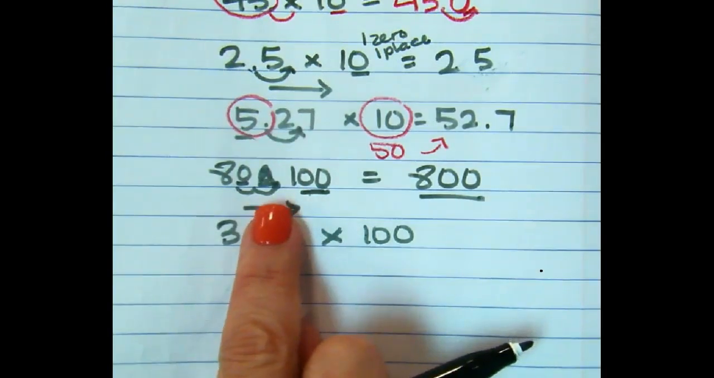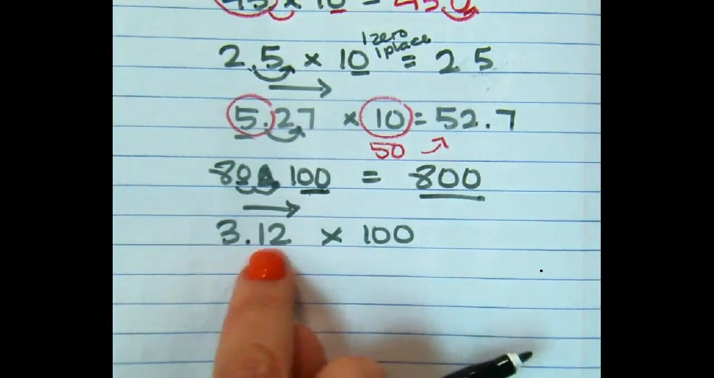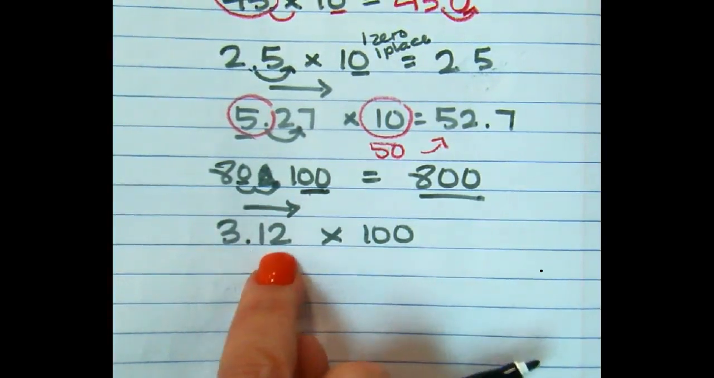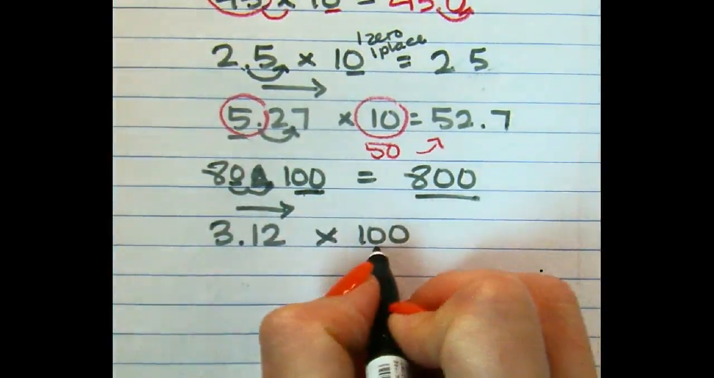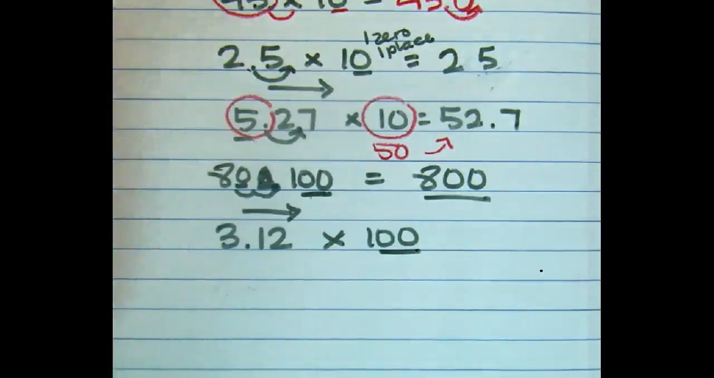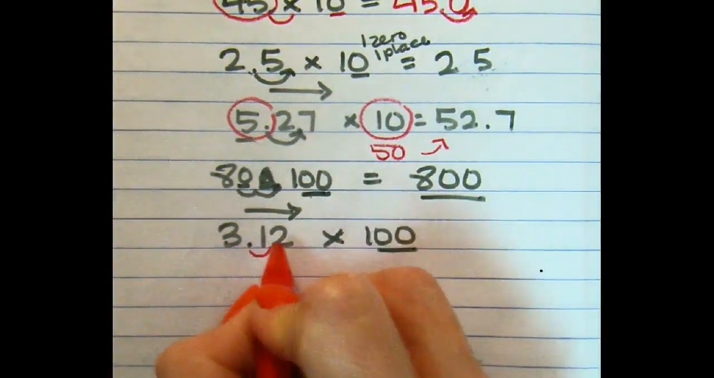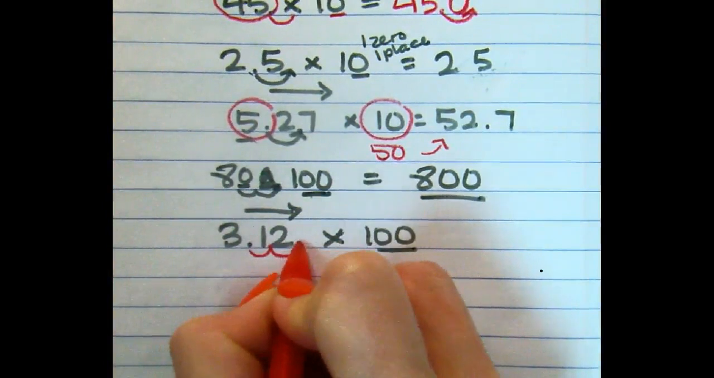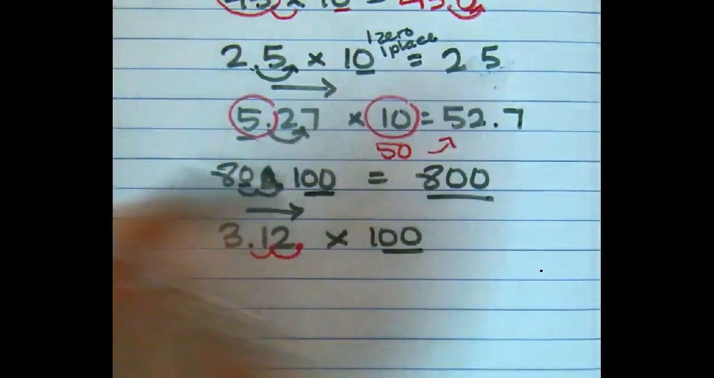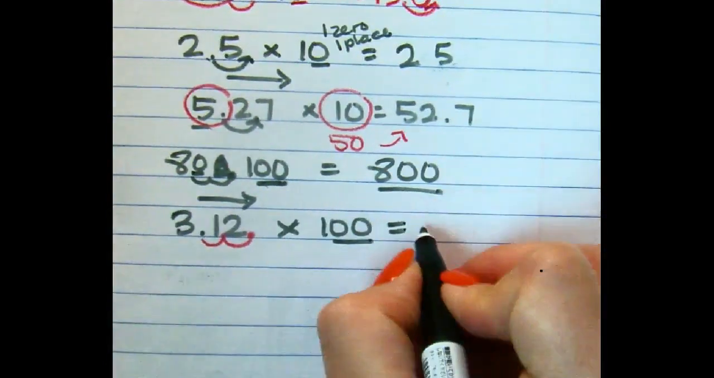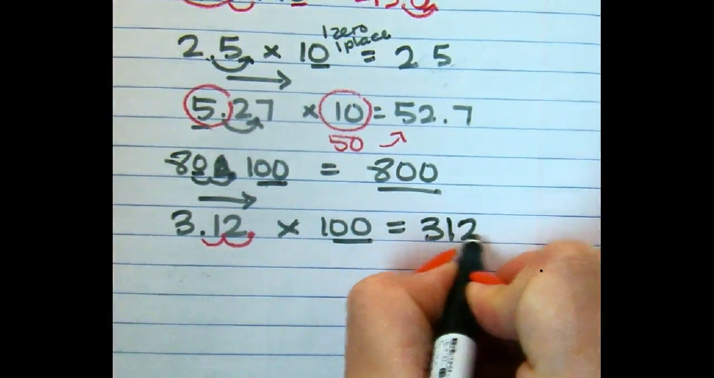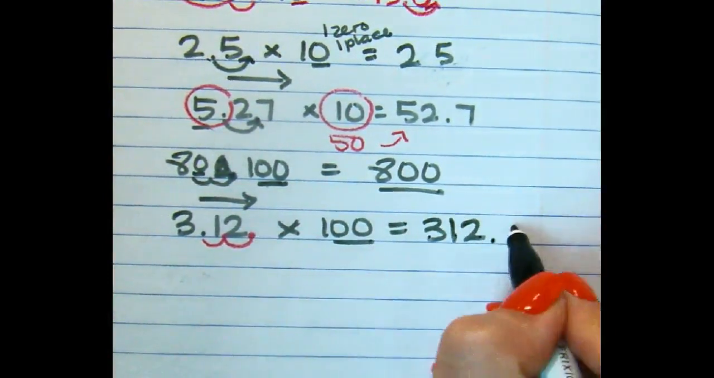So 3 times 100 we know is 300. So we know our reasonable answer would be close to 300. So if we move over 2 times, we know that we will go here, then here. So let's record our new answer. It would be 3, 1, 2. If we put a decimal here, we could put a 0.